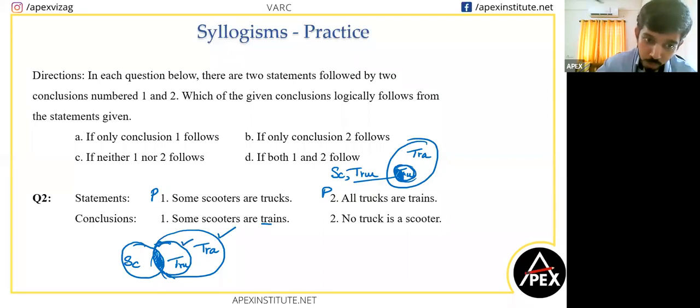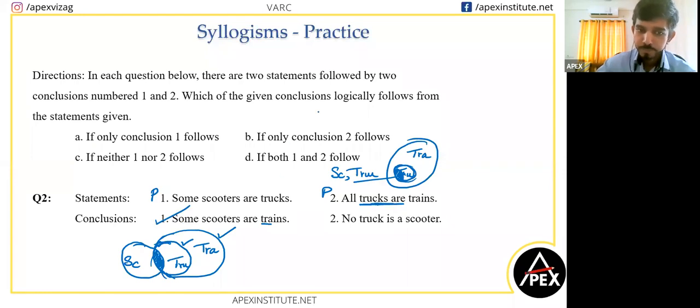But there are also some scooters inside the circle for trains. Those scooters which are trucks automatically become trains as well because of premise 2. All trucks are trains, but some scooters are trucks. So all trucks, those trucks which are scooters are also trains. So some scooters are trains is okay.